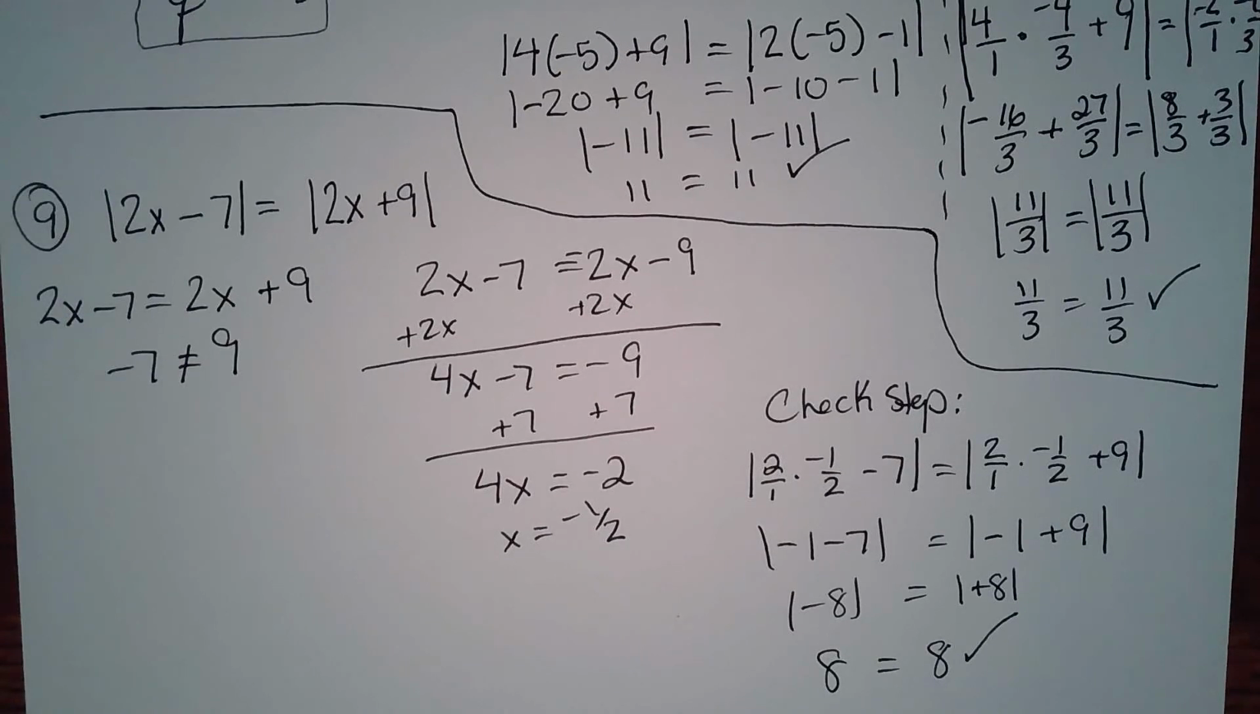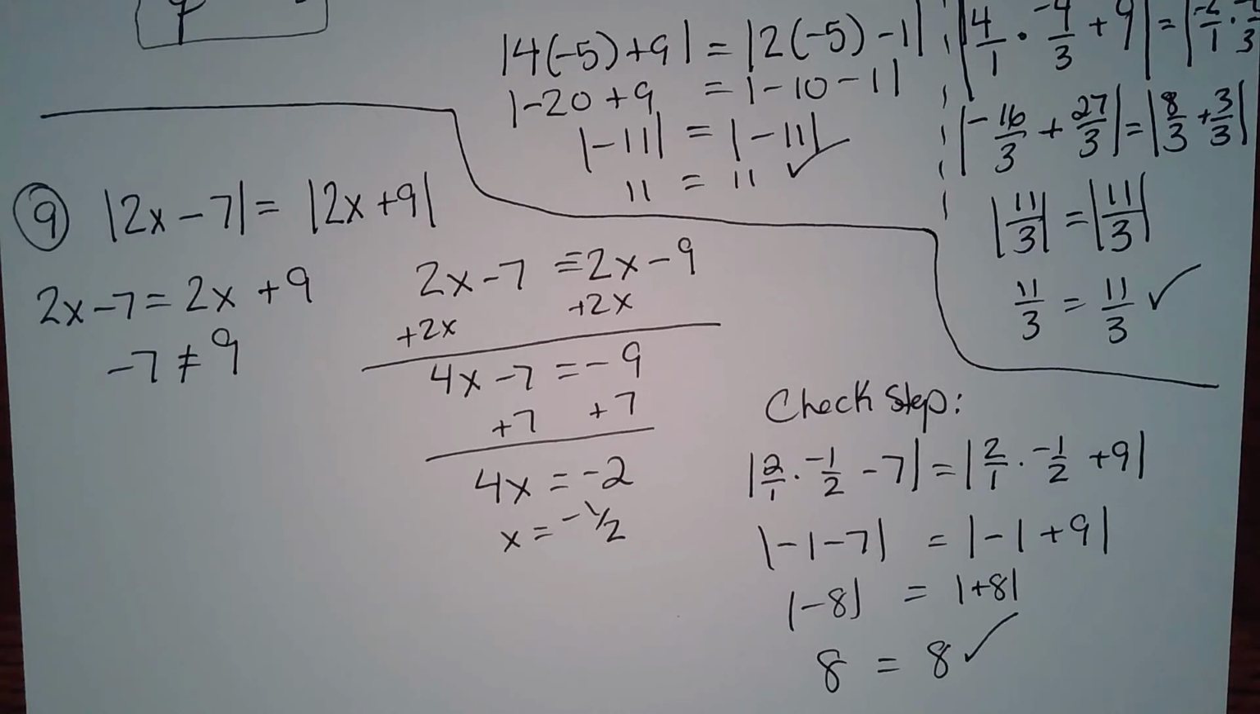So for number 9, same concept as number 7. What happened there was on the first part, the 2x minus 7 and the 2x plus 9, the 2x is canceled out, leaving an untrue statement. -7 is not equal to 9. So therefore, that one kind of drops out of the race. So we look at the other one. The other one does make a true statement. We get x equals -1/2. And if you don't know where the half came from, remember, -2/4 reduces into -1/2.